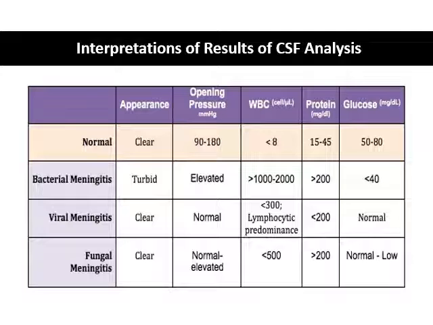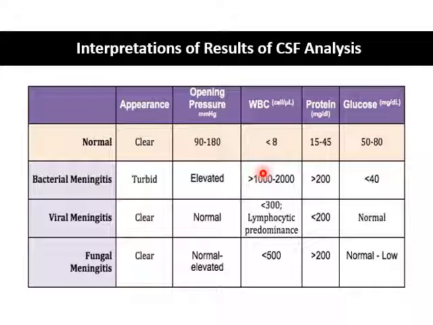Okay, this is a rapid revision for the interpretation of the important results of the CSF analysis by comparing the normal, bacterial, viral, and fungal meningitis. Appearance: normally it is clear. In bacterial meningitis it is turbid due to presence of white blood cells and bacteria. In viral and fungal meningitis the CSF is clear. The opening pressure is elevated in the bacterial meningitis due to high content of the cells, and it may be mildly elevated in the fungal meningitis.